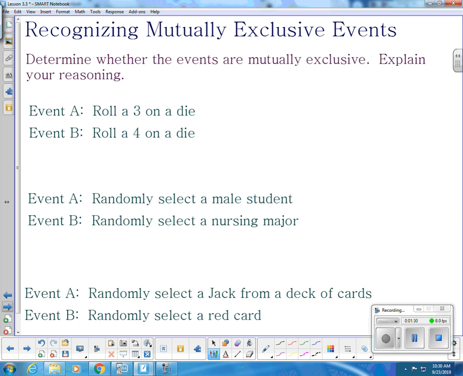So, determine if they're mutually exclusive. Rolling a 3 on a die or rolling a 4 on a die. Is there a die side called 3/4? No. So this is mutually exclusive. Randomly selecting a male student and randomly selecting a nursing major. Are there males that are nurses? Yes, so this is not mutually exclusive. You can have a male nurse. That's a thing.